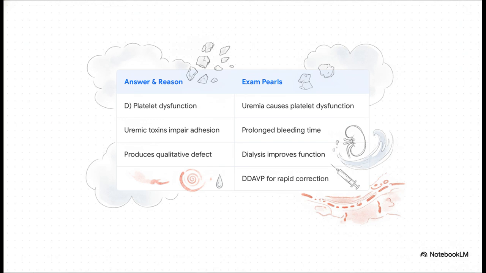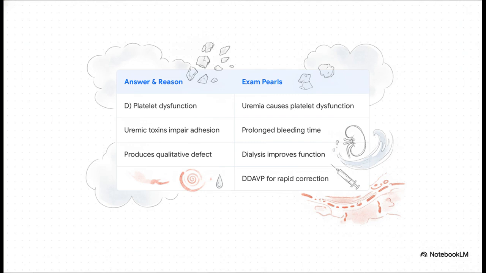Here are your exam pearls. Uremia causes platelet dysfunction, not a drop in platelet numbers. That means no thrombocytopenia. Because of this defect, the bleeding time is prolonged. Dialysis improves the function by clearing out those toxins, and you can use DDAVP for a rapid temporary correction. Oh, and the most common clinical manifestation?